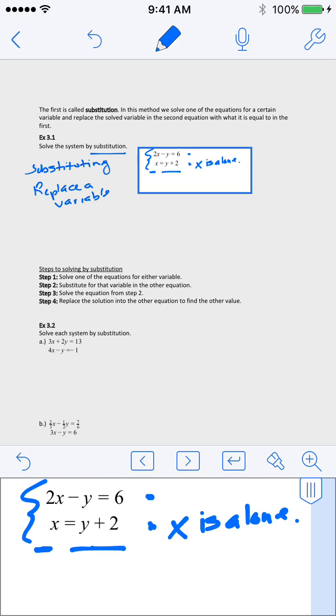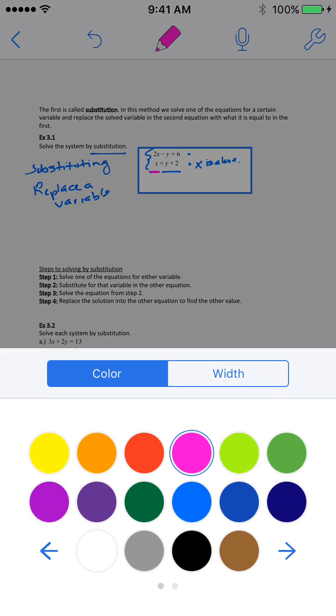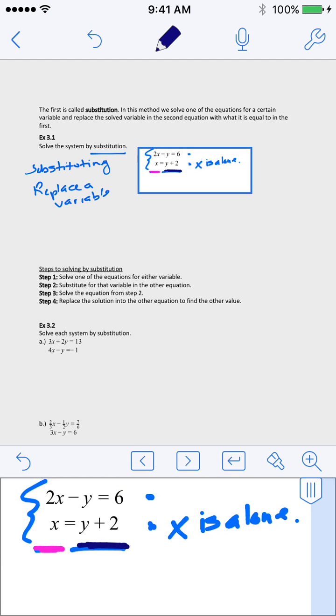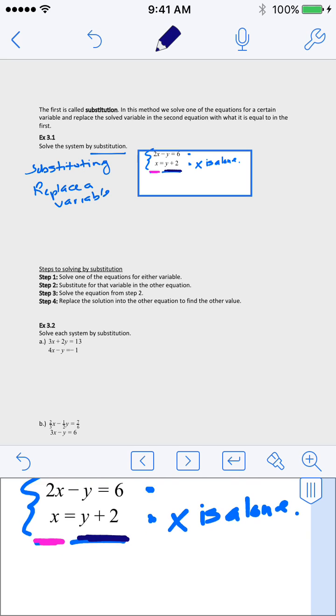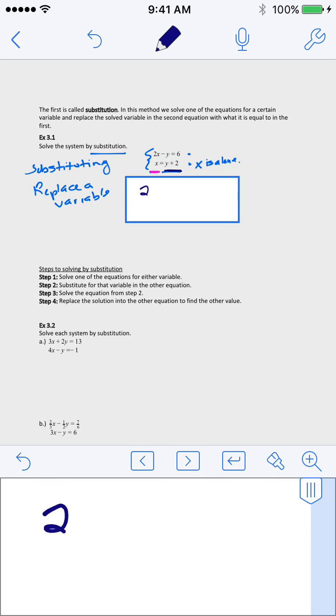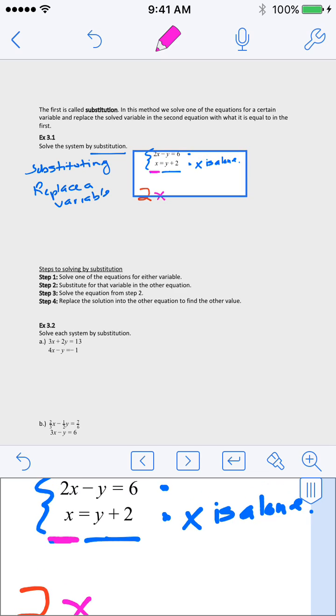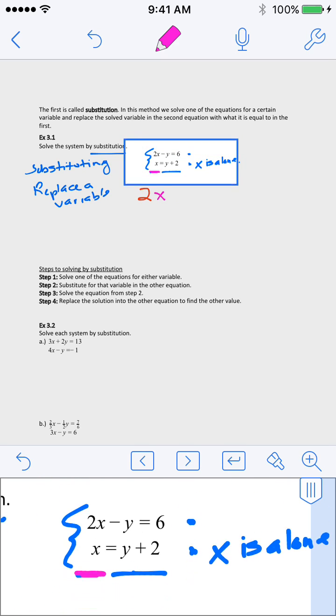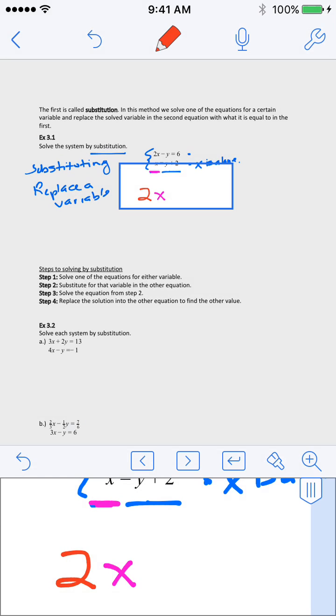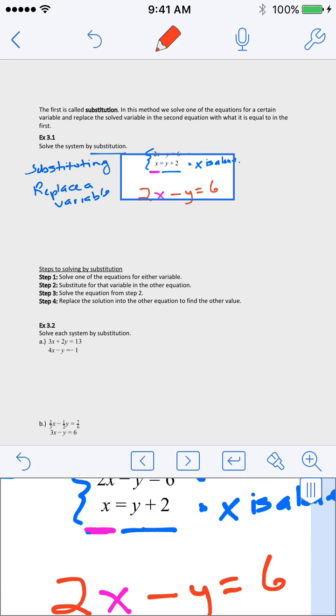That's the idea. So I have this x, right? I've got this x, it's equal to y plus 2. And I'm going to use color so you can kind of see this. So I'm going to take my first equation, 2 times x, and that x is going to be in pink, just to show you that it's the same x from the second equation, right? And then minus y equals 6, right? So the only thing I've highlighted is the fact that these x's are the same.